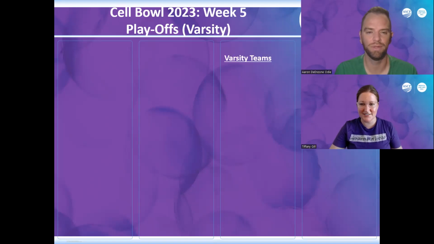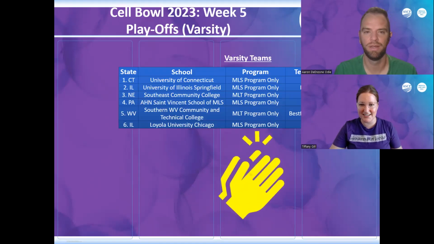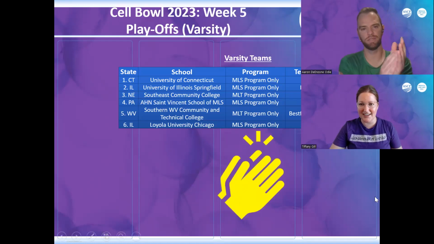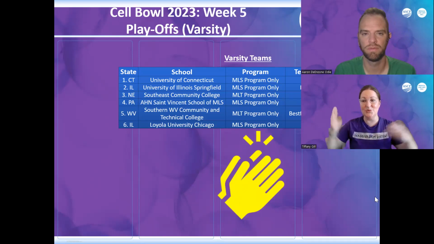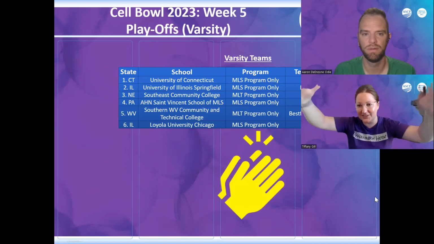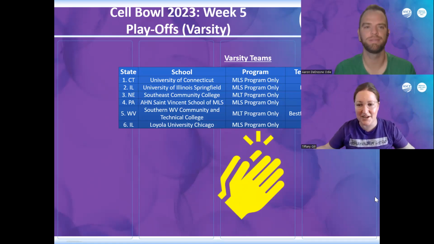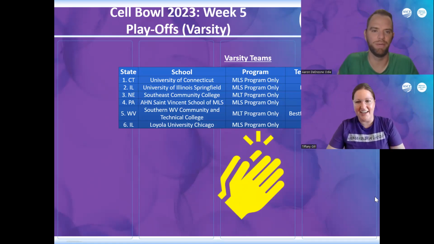All right, varsity teams, congratulations. Huskies leading the way. The Prairie Stars are following them up. The Bobcats are right behind them. And those three are the ones who are going to the Super Cell Bowl. Well, I mean, they're heading towards the Super Cell Bowl. I'm sorry, we're just really excited.